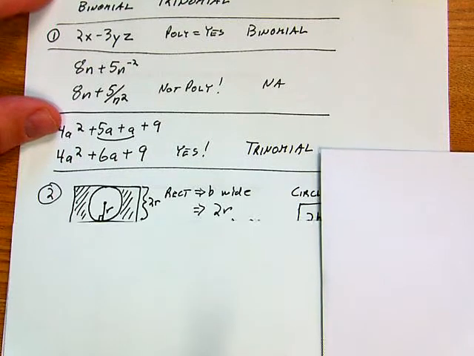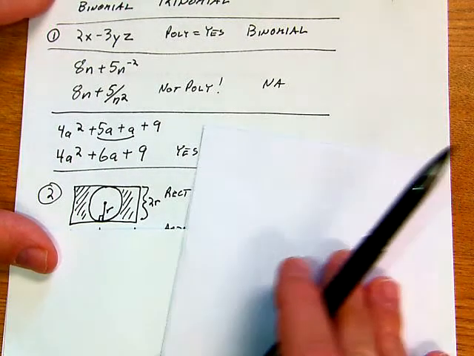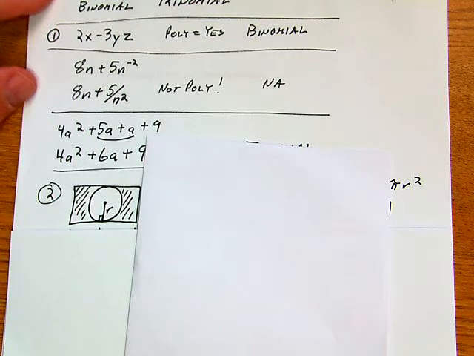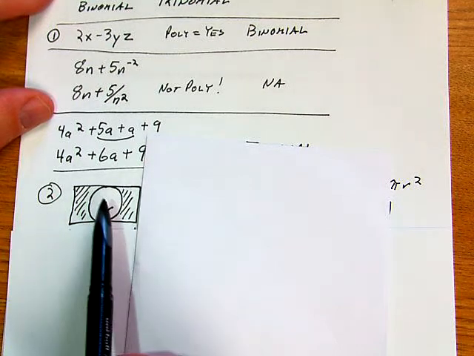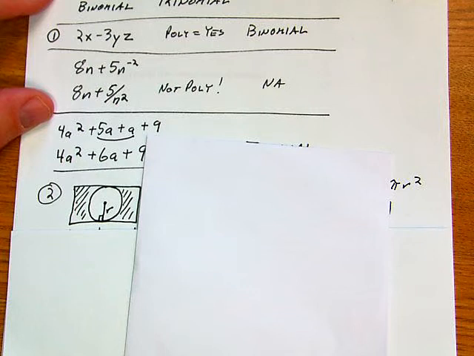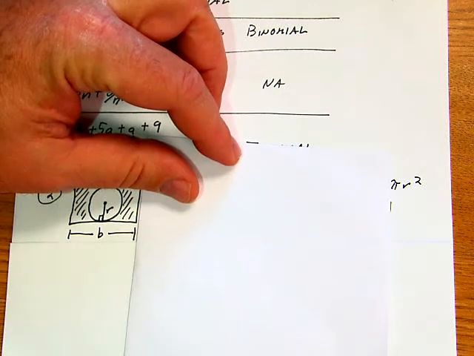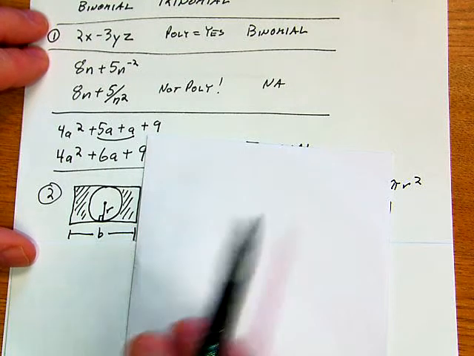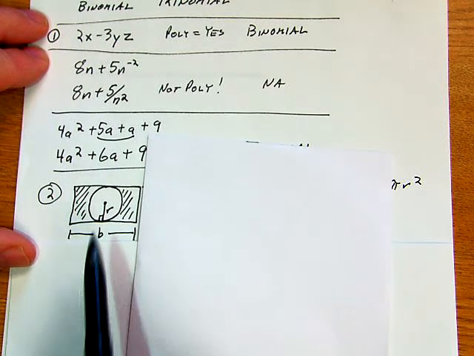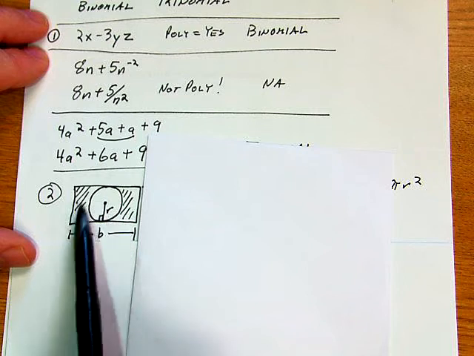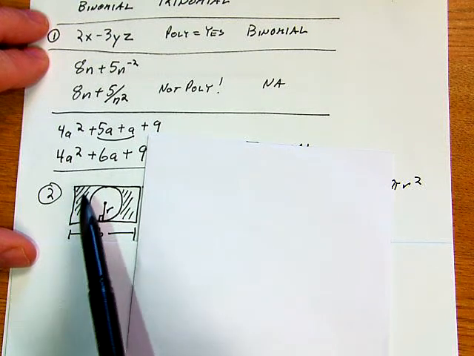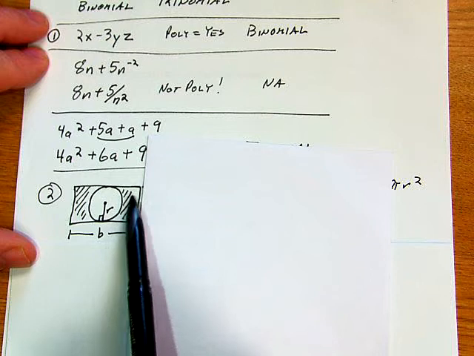Okay. Now let's take a look at this example. Let's say we're given this picture right here. We have a rectangle on the outside and a circle that touches the top and bottom of the rectangle. We are given the fact that the rectangle is b units long, and that the circle has a radius of r. They're asking us to find the area of the shaded region.